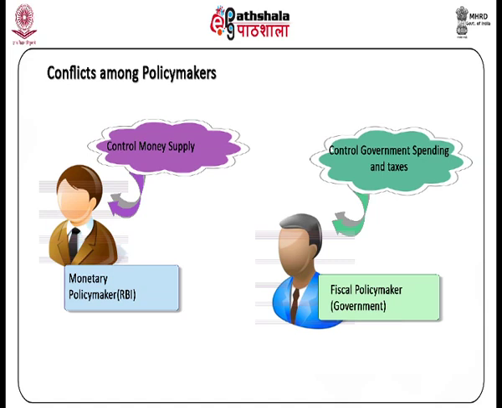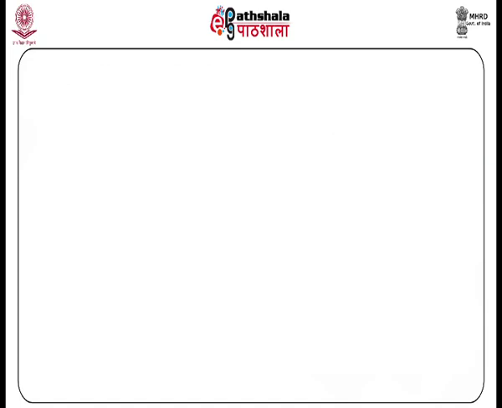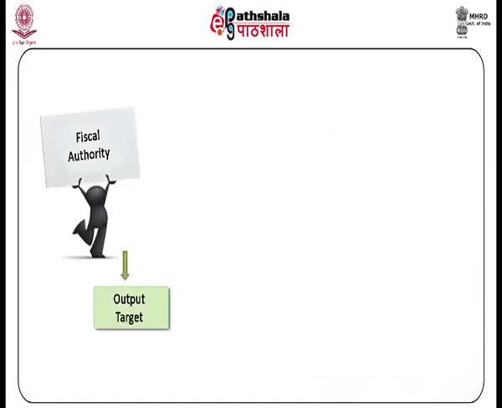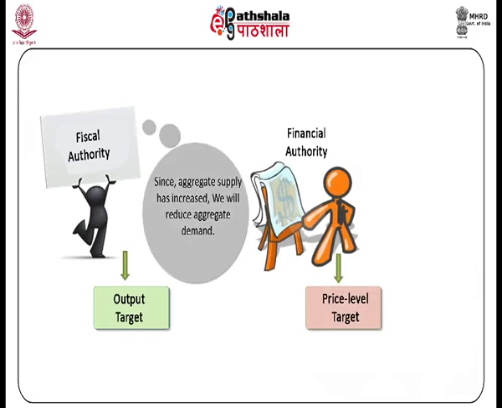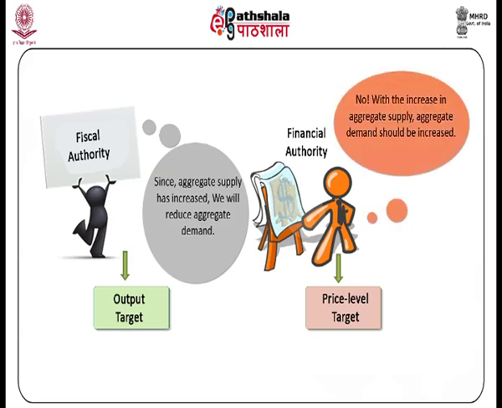This has both benefits and costs, but one cost is that the monetary and fiscal policymakers may disagree over the goals of policy. For example, the fiscal authority might have an output target and the monetary authority a price level target. If aggregate supply increases, the monetary authority will want to raise aggregate demand, but the fiscal policymaker will want to reduce it. The net effect is unclear, but neither policymaker is likely to achieve its target.